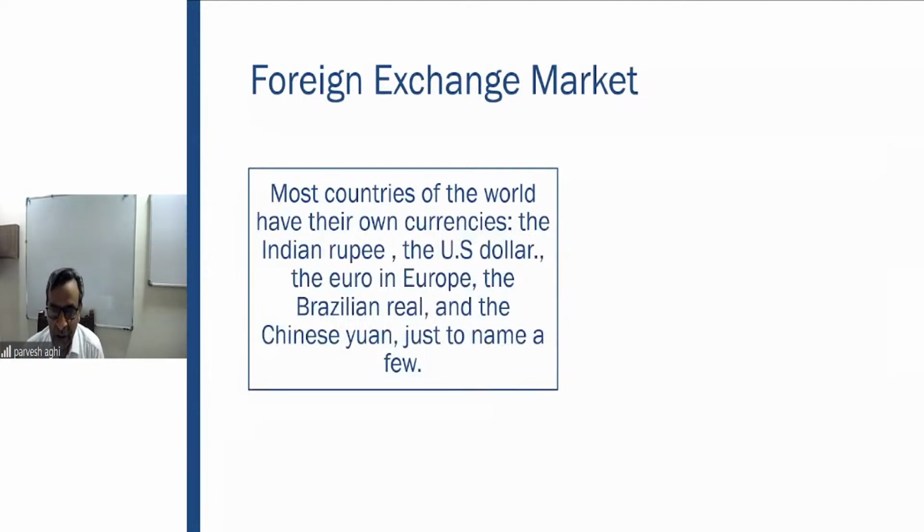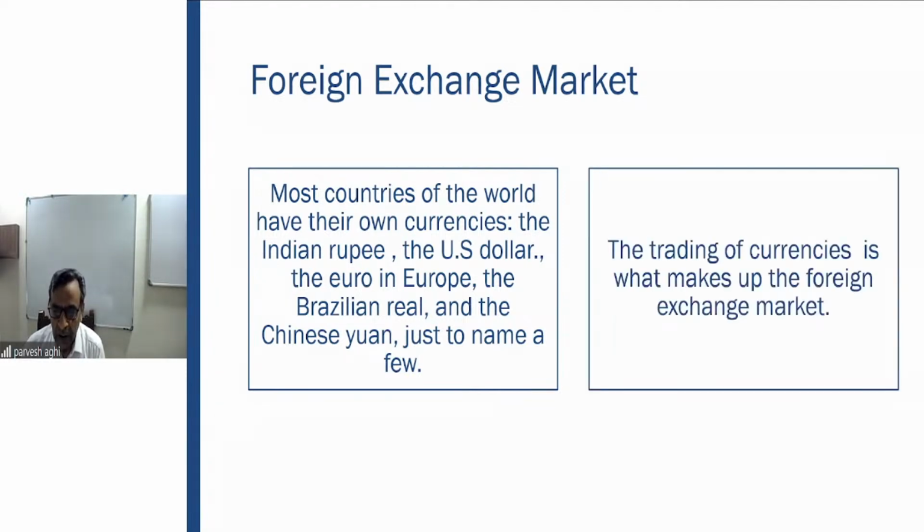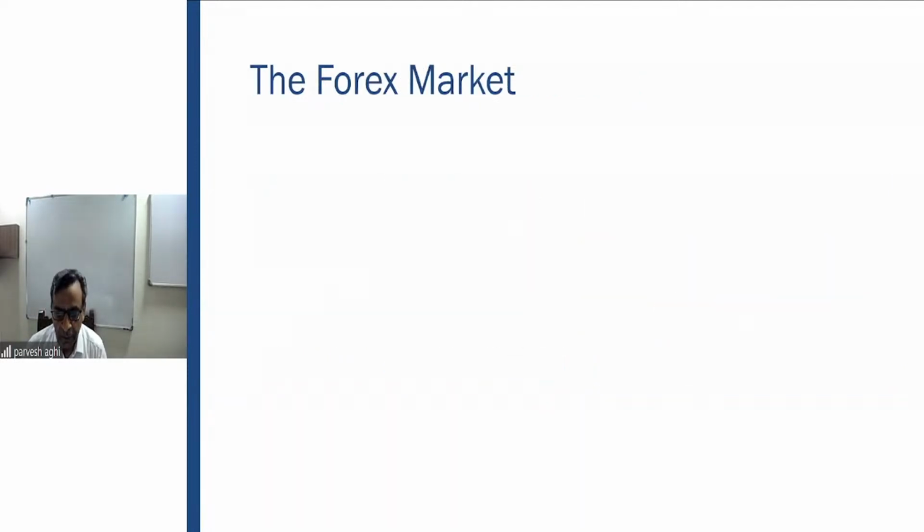Now, most of the countries of the world have their own currencies, like the Indian rupee in India, the US dollar, the euro in Europe, the Brazilian real in Brazil, and the Chinese yuan in China. Every country has its own currency. To trade between each other's currencies, we require a market. So trading of currency is what makes up the foreign exchange market, because every country has its own currency and they need to do imports and exports. They need to come to this market to convert their currencies into the required currency.